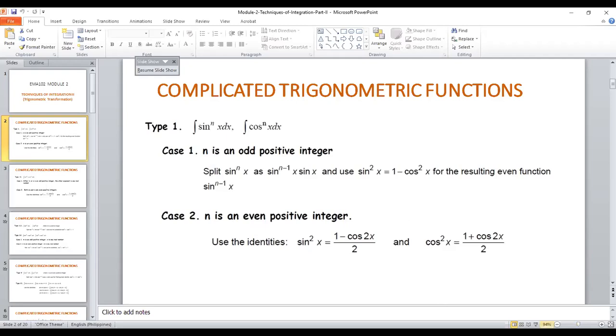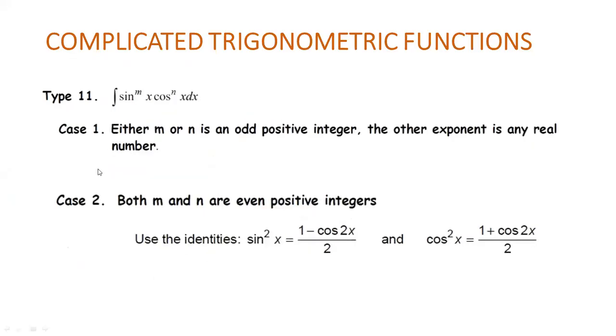Now, in the case of type 2, you don't have a single sine or a single cosine raised to an exponent, but rather you have the product of the sine and the cosine. So case 1 is when m or n is odd. Of course, again, both should be positive. And in case 2, both are even.